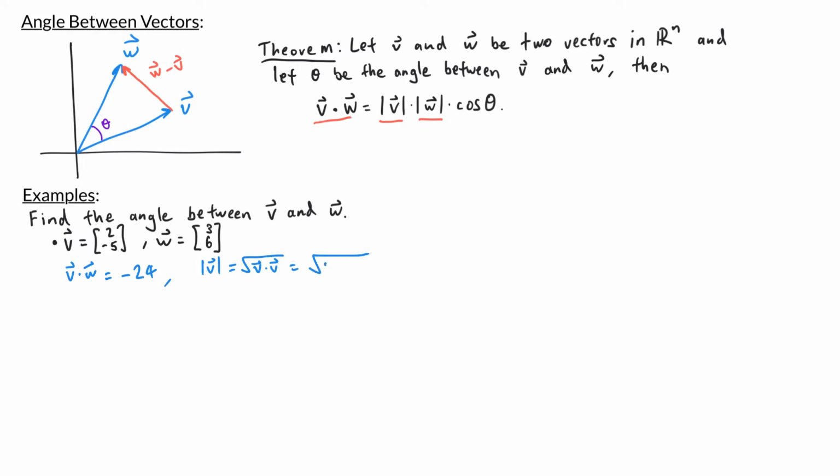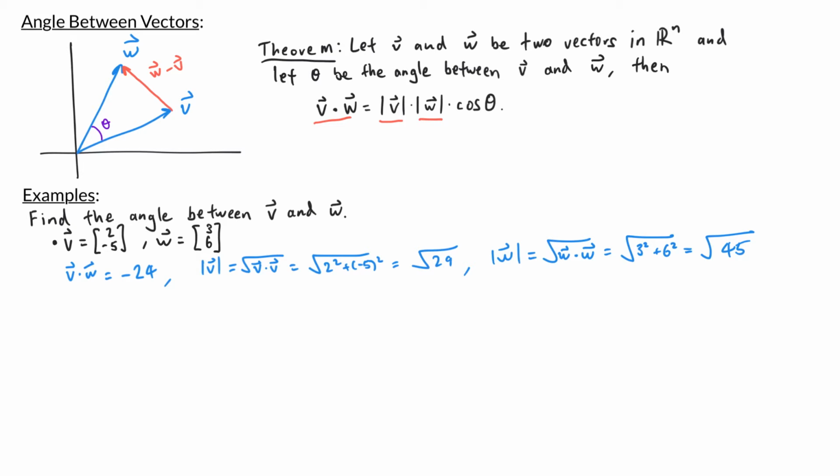Now, the length of v would be the square root of v dot v, which is the square root of 2 squared plus negative 5 squared. That's square root of 29. And the length of w is square root of w dot w, which is square root of 3 squared plus 6 squared, which is square root of 45.